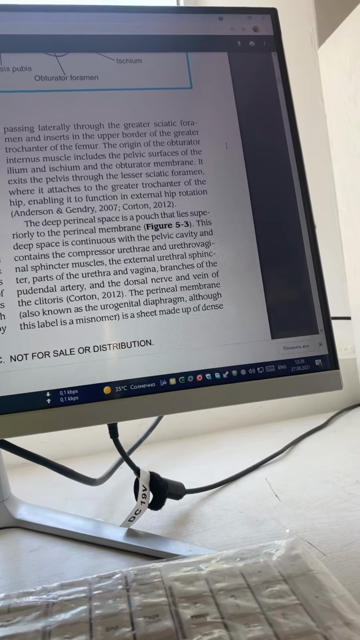Caldwell-Moloy classification of pelvis: anthropoid, gynecoid, platypelloid, android.